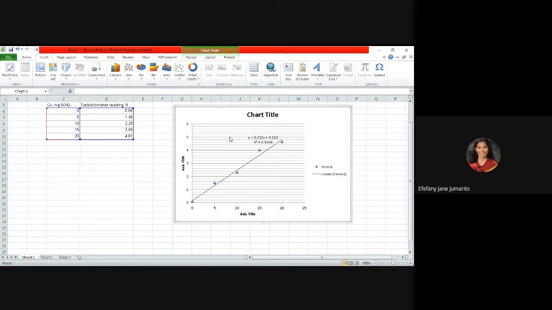Can you see the equation of the line? Yes, ma'am. Okay. So this is your equation of the line. Your slope is 0.232, and the equation is 0.232x plus 0.162. Take note of that and write it down in your notebook: the equation of the line.